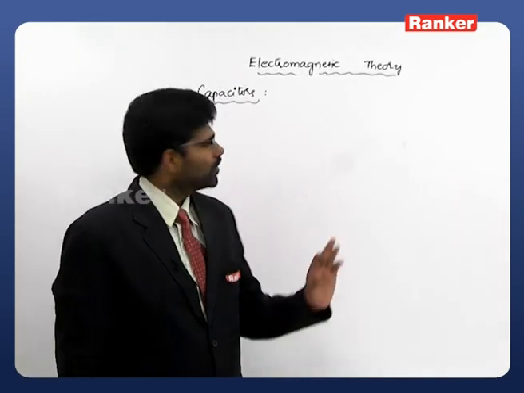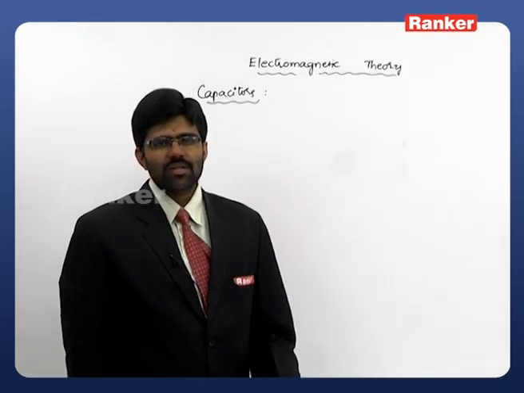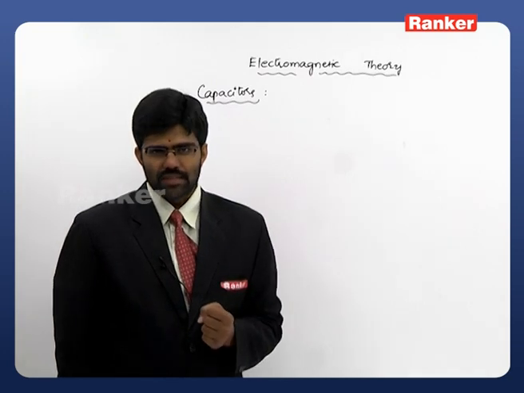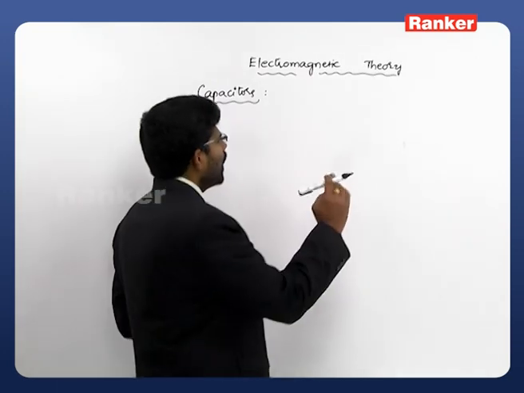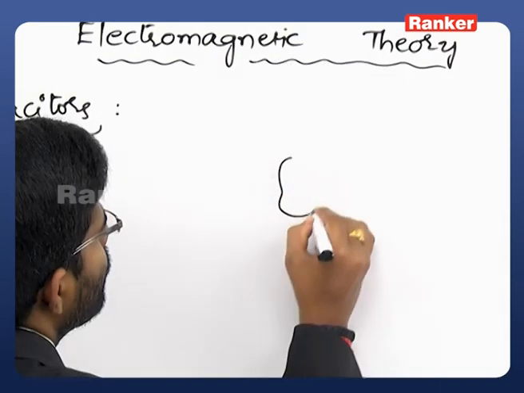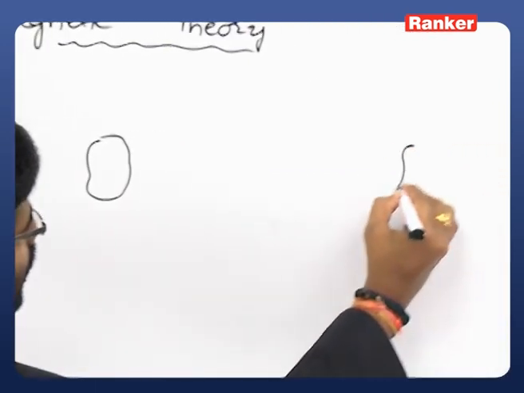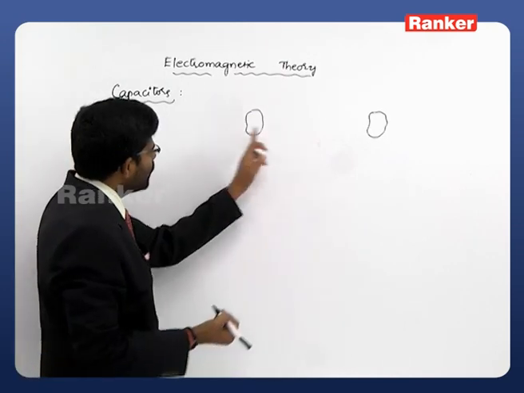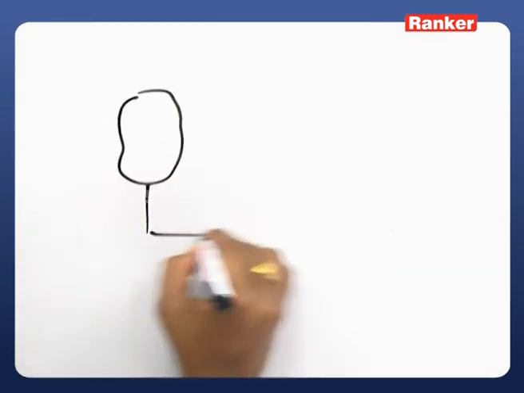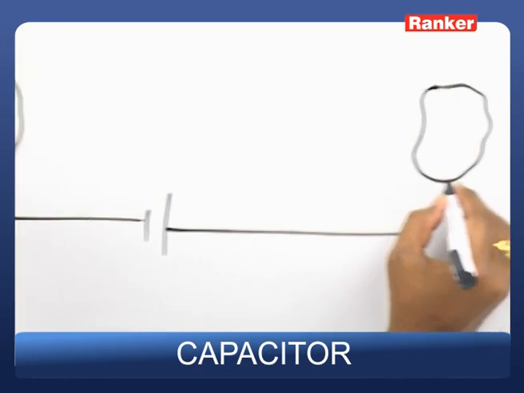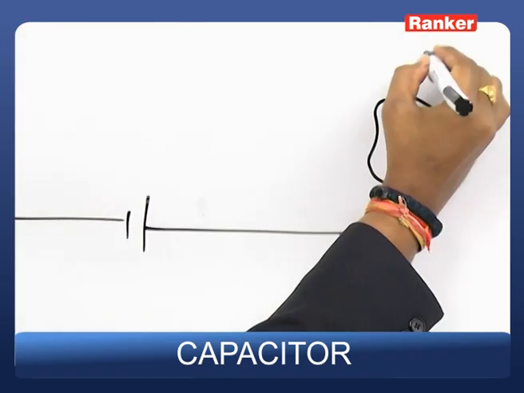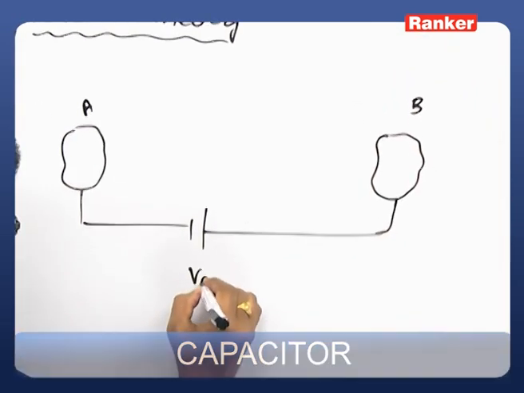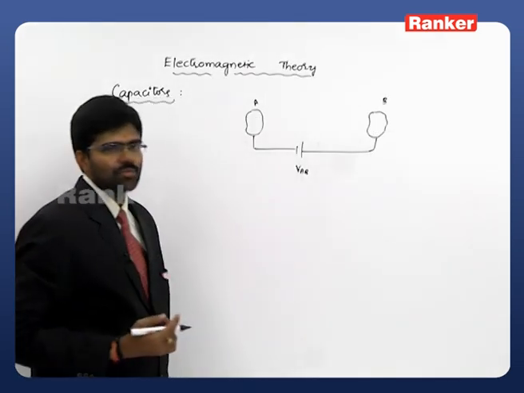Now we will discuss these capacitors. So what is a capacitor and what is the basic structure of a capacitor? Let us take two conducting materials. This is one conducting material and this is another conducting material. Between these two, some potential difference is applied. Let us consider this is A and this is B. A potential difference of VAB can be observed between these two.